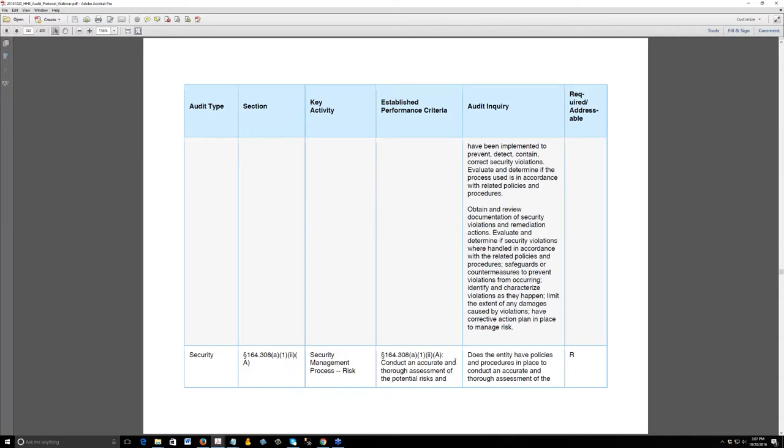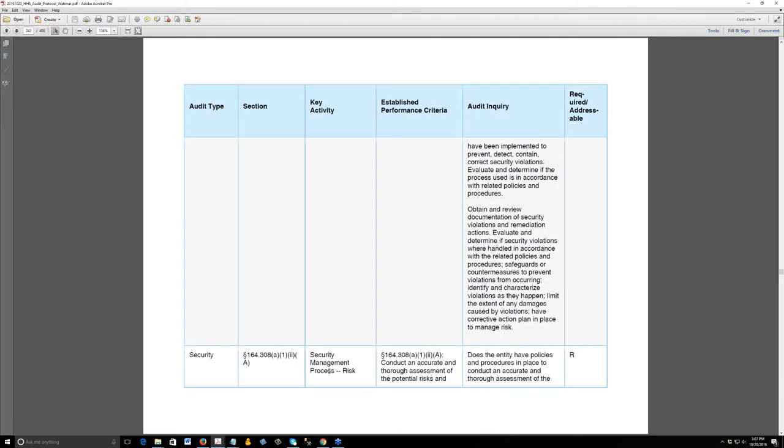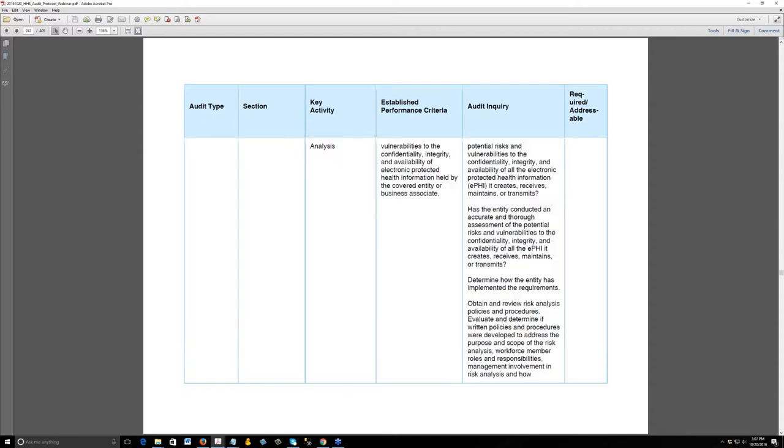Here's where the fun starts. See this, A12A, security process risk analysis. Now you're getting to the first implementation specification under the first standard of the administrative safeguards, and this is the first monster you encounter. Okay, have you done a risk assessment? If you haven't done a risk assessment, you might as well forget the rest of the security rule because you're probably in willful neglect.